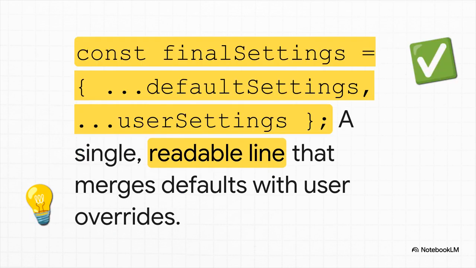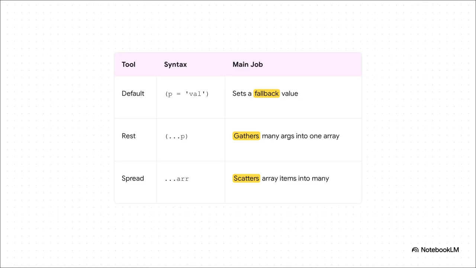And here it is, the beautiful one-line solution using our spread operator. By spreading the default settings first, and then spreading the user settings, we get a brand new object that has all the defaults, but with any matching properties cleanly overwritten by what the user wanted. I mean, come on, this is modern JavaScript at its best. Concise, readable, and incredibly powerful. And that's our upgraded toolkit.